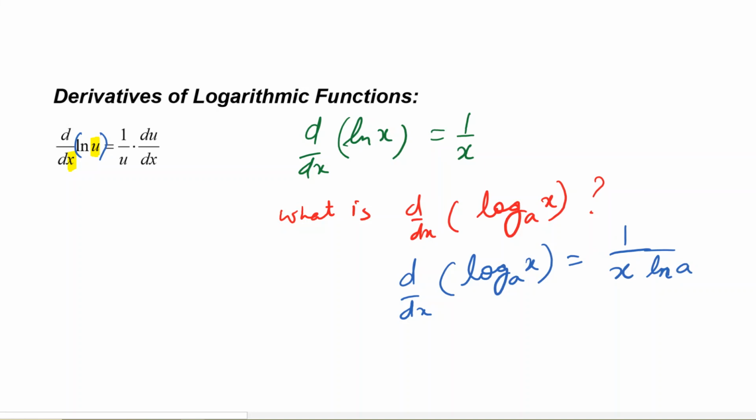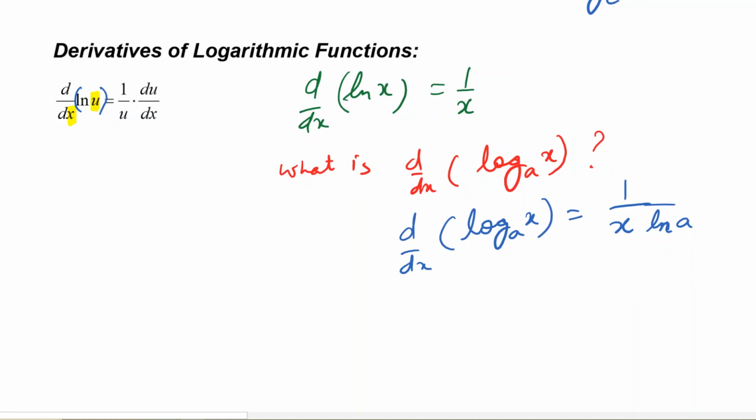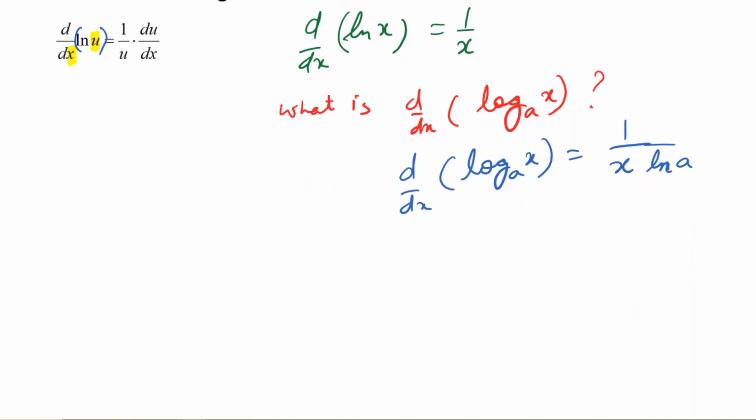So remember, ln x is the same as log base e of x. So the base is e, but if the base is a, some other number, then we have 1 over x ln a. All right, so let's do some problems and we're going to use the formulas there.